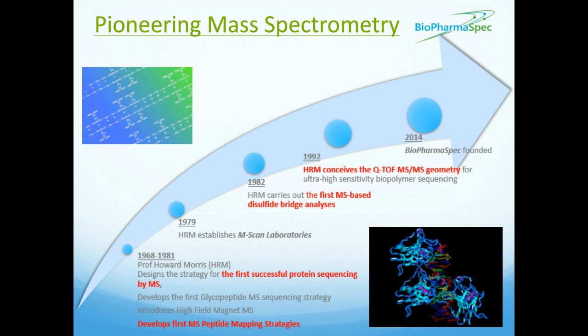Along with those pioneering methods, Howard also introduced high-field magnet mass spectrometry and conceived of the QTOF MS-MS geometry that allows MS analysis of complex biomolecules to the high degree needed for today's applications. Realizing the need for high-end mass spec services in the then emerging biopharma market, Howard established MScan in 1979. Andrew was key in transferring many of Howard's academic research things and applications into the commercial setting in the 90s and early 2000s as a part of the MScan group.